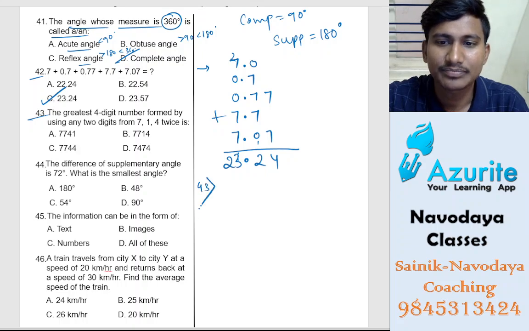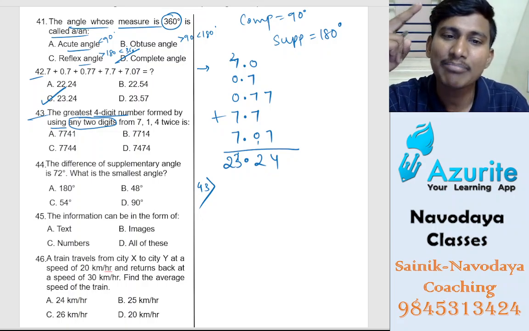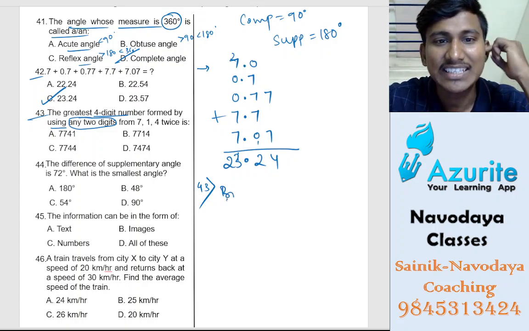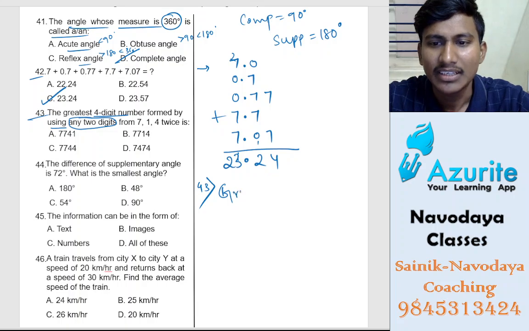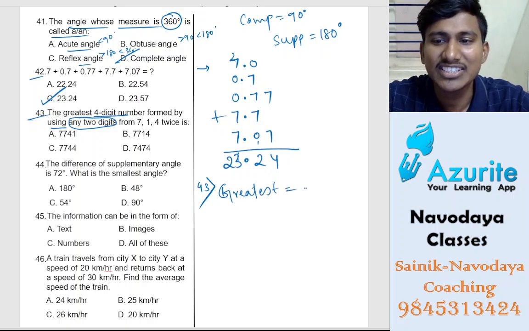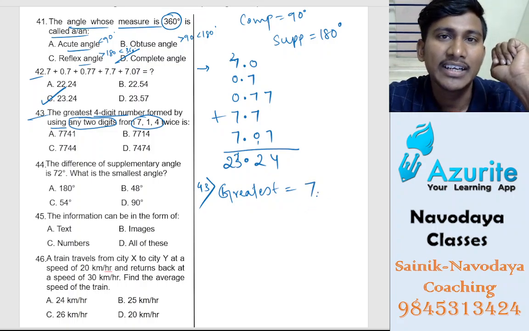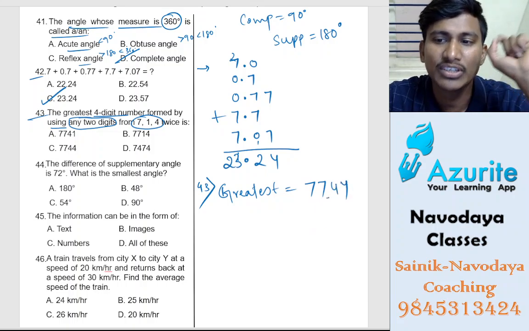What is the question here? The greatest 4-digit number formed by using any 2 digits. We have to use 2 digits only and make the bigger number. To make the bigger number, that is the greatest, right? Greatest means we have to use the greatest digit. So here what are the digits? 714. So we have to use 7 and 7 once again, and 4 and 4. So that will be 7744.